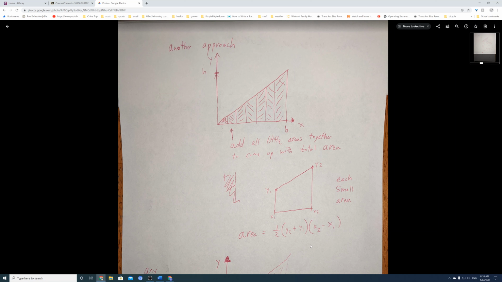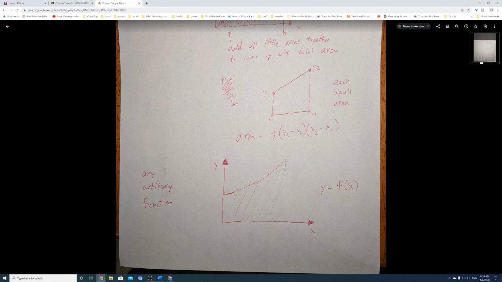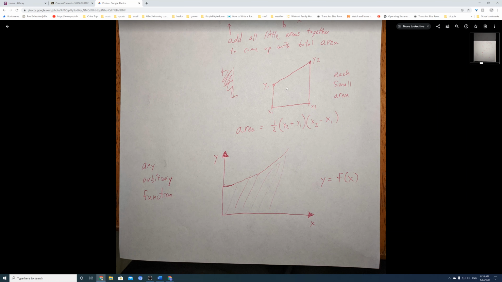Okay? And that's essentially what we're going to be doing. This is the area of each little incremental piece. We could do this for any arbitrary function. Here's just a quick example. We could go through it and add up these little tiny incremental areas and then come up with a good estimate, depending upon how small your little increments are. If you made the distance from here to here smaller, you get a better estimate of your area.